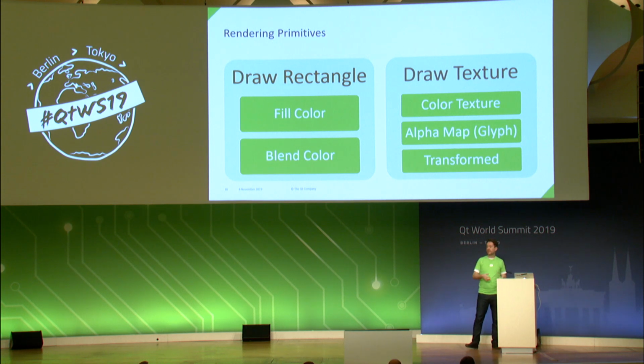And then the other primitive is drawing a texture, where you don't have just the same color for every pixel, but you have a different color for every pixel, depending on what the image is. So color textures is another name for images, basically, ordinary images.